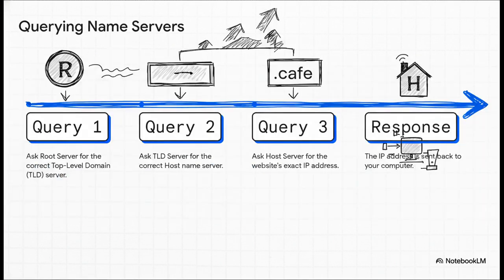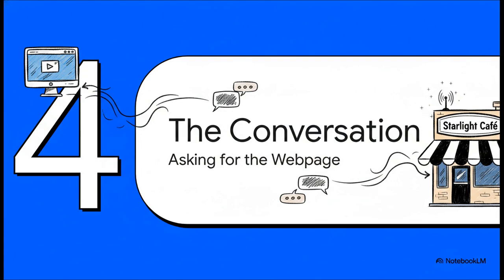And this is that big search in action. It's this brilliant hierarchy. Your computer's request travels up a chain. It starts by asking a root server, hey, where do I find things that end in .cafe? That server points it to the right top-level domain or TLD server. Then it asks that server, okay, where do I find the Starlight domain? Which finally leads it to the host server that has the grand prize, the exact IP address. And boom, address found.